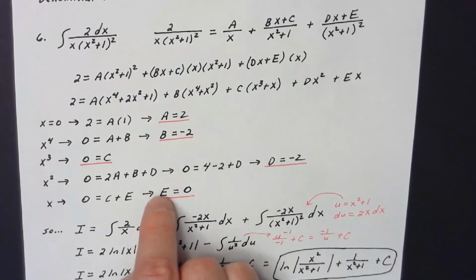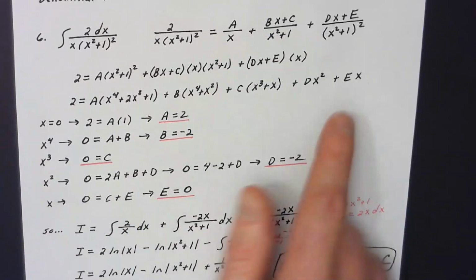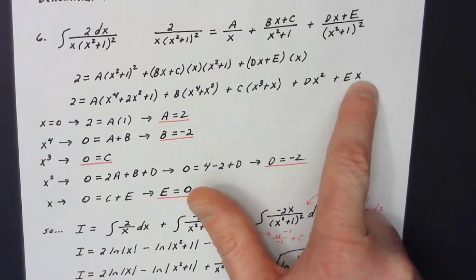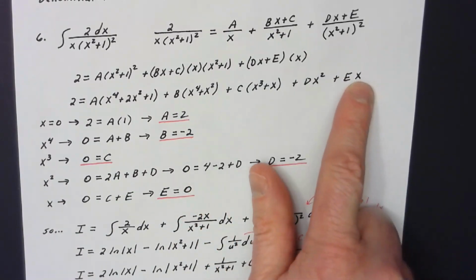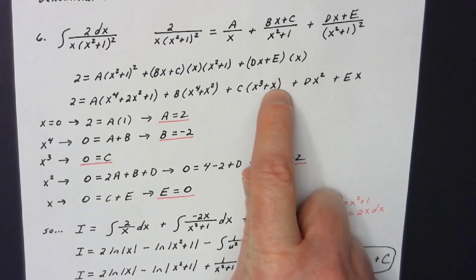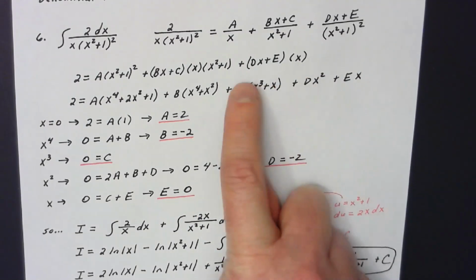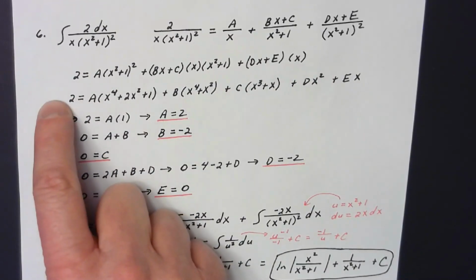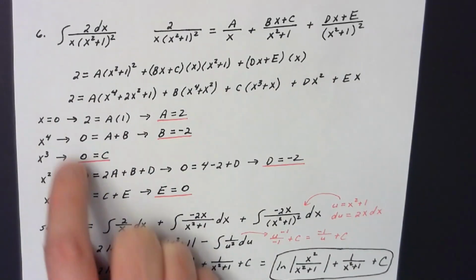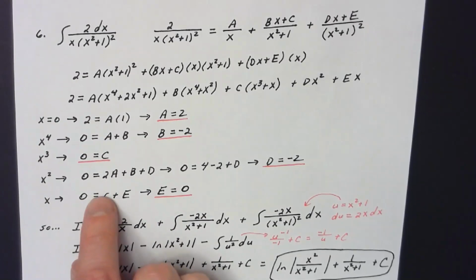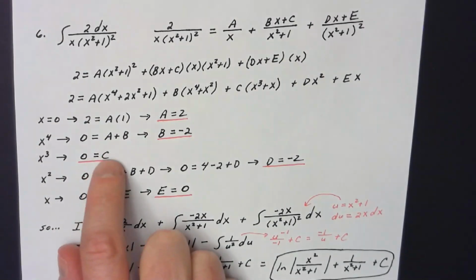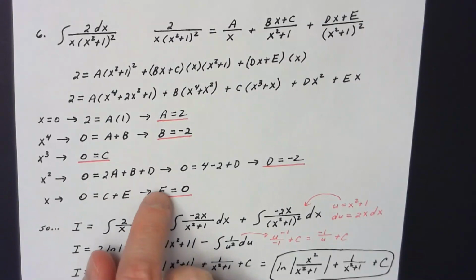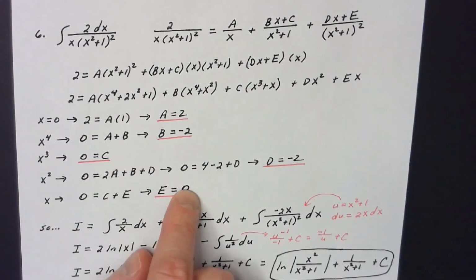Now, finally, I solve for e, and I said, well, e is a coefficient of x. What are my other coefficients of x on the right-hand side? The only other coefficient of x would be c. So I know c plus e has to equal the coefficient of x on the left-hand side, which is again 0. So I know 0 is equal to c plus e. I already knew that c was equal to 0, so now I know e is also equal to 0.